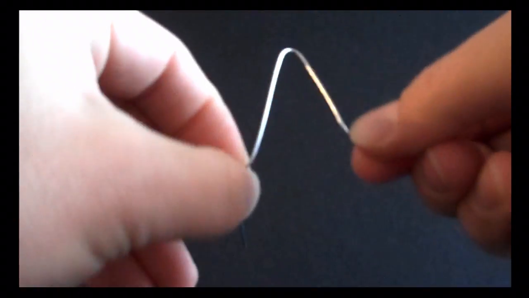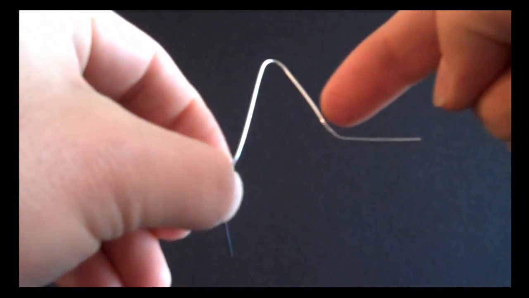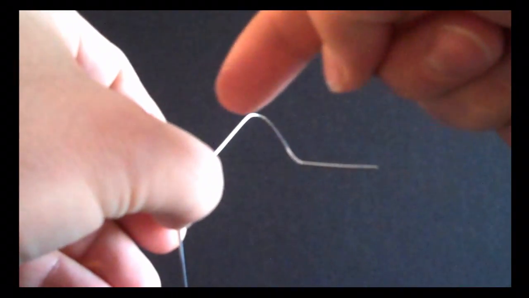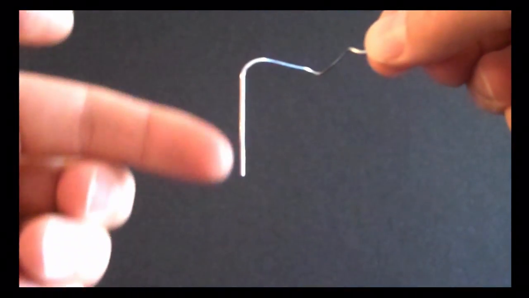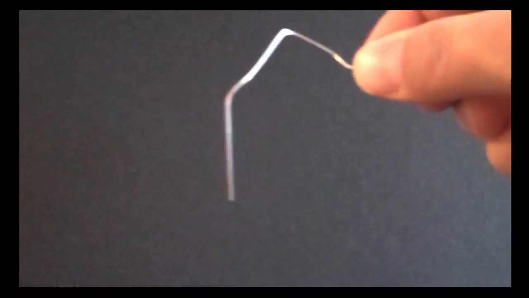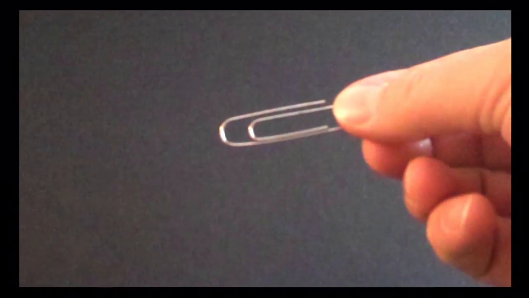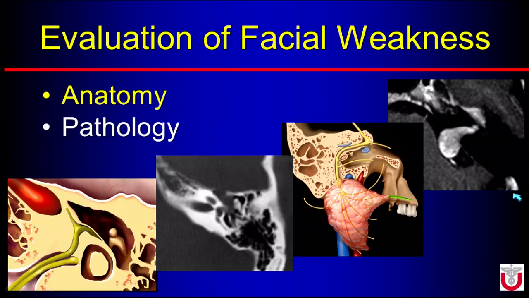So if we unfold the paper clip like this, we see those segments. So cisternal, a labyrinthine segment coming anteriorly to the anterior genu, the tympanic segment going back, and then we have our posterior genu and the descending or mastoid segment. So that's your left facial nerve in paperclip form. So that's the anatomy we're looking at.